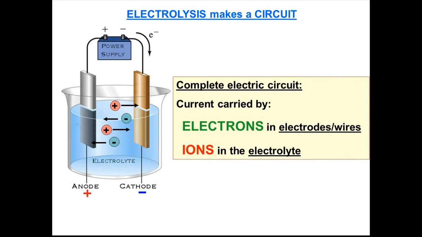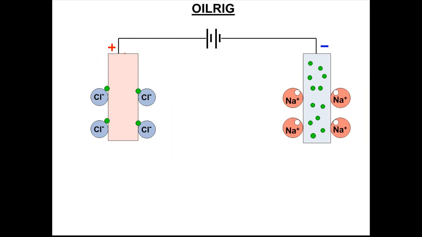So electrons carry a circuit. An electric current has to be able to flow in order for a circuit to be achieved. So here we've got electrons being carried in electrodes in the wires and ions in the electrolyte. So the current is carried by those two different things: electrons in the electrodes and ions in the electrolyte.